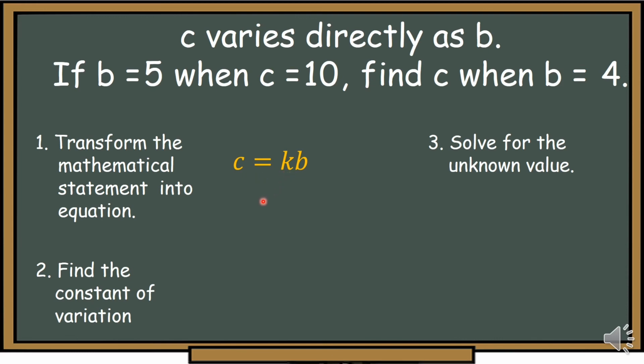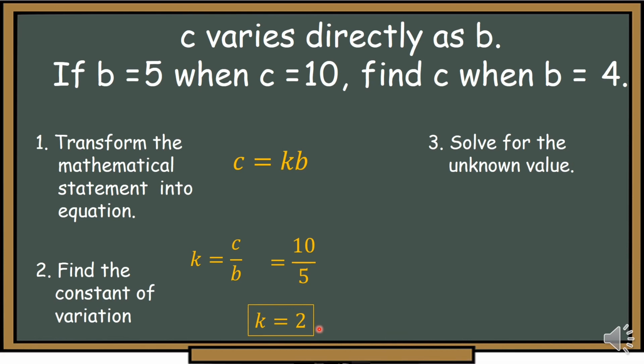The constant of variation now is given by k equals c over b. We divided both sides by b to remove b here, to isolate the variable k. That's why the formula to find the constant of variation is k equals c over b. Our c is 10, our b is 5. So that is 10 divided by 5, and that is equal to 2. The constant of variation now is 2.